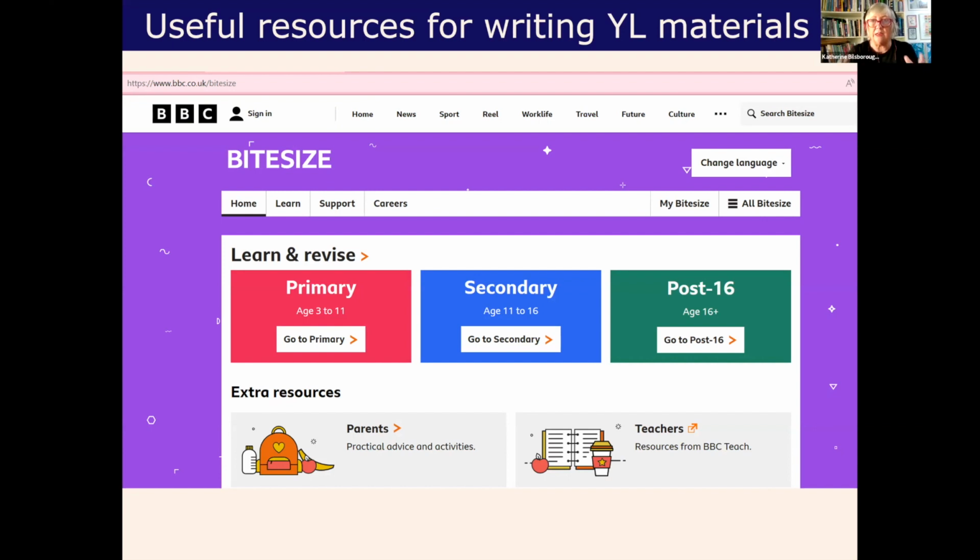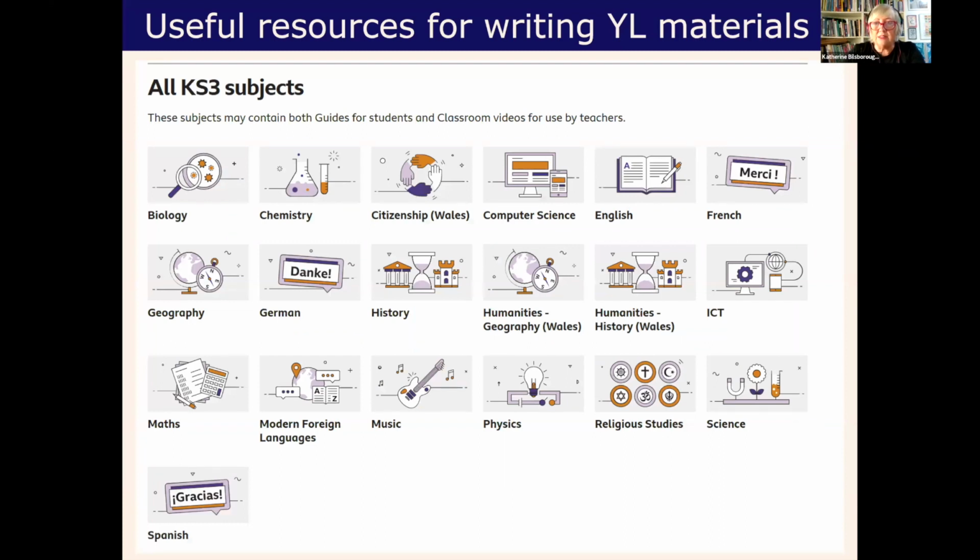The BBC Bitesize has got a lot of useful stuff on their website. It's not currently updated, but they've got a whole wealth of stuff that you can go and look at and take inspiration from and see what kind of things children of these ages are learning at schools in the UK, to then transfer over to your materials. So again, it's classified and categorized according to age groups, so it's easy to find stuff. And then they've got all these different subjects depending on which age group you go into.